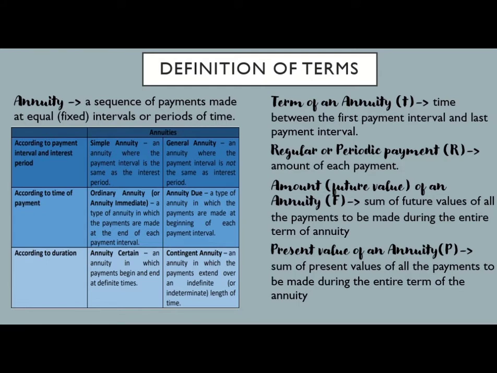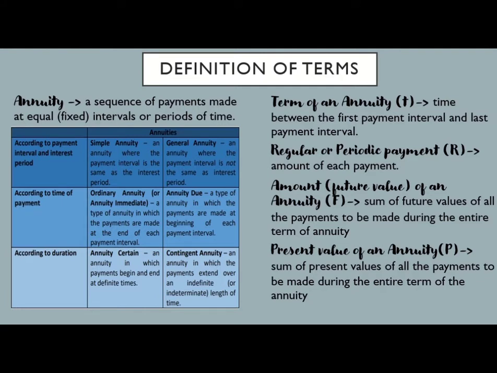So according to payment interval and interest period, we have simple annuity and general annuity. So simple annuity, that is the annuity where the payment interval is the same as the interest period. So sa simple annuity, yung payment interval mo, for example, is every month. Yung interest rate niya na dadagdag din is every month. So ganun kapag simple annuity.